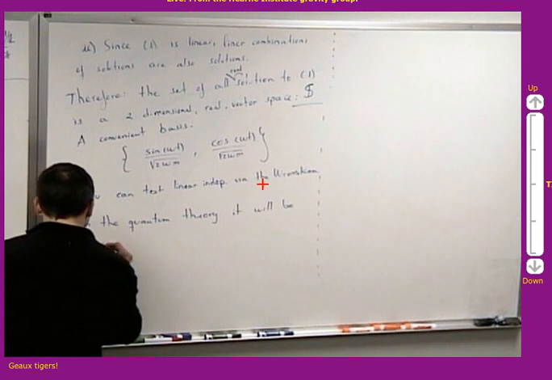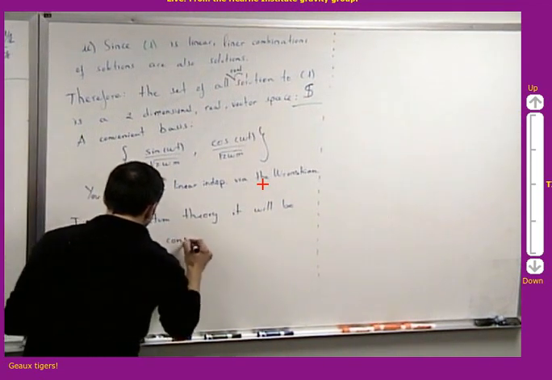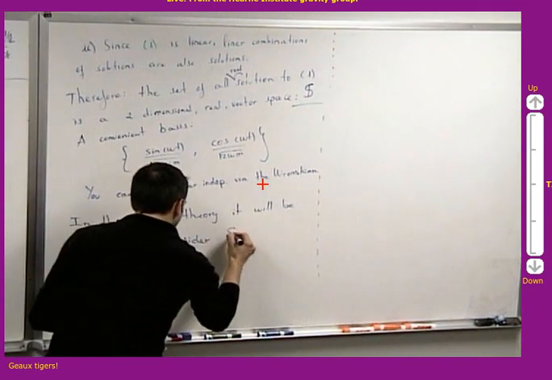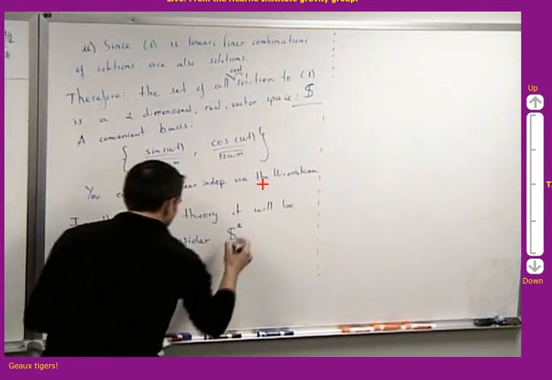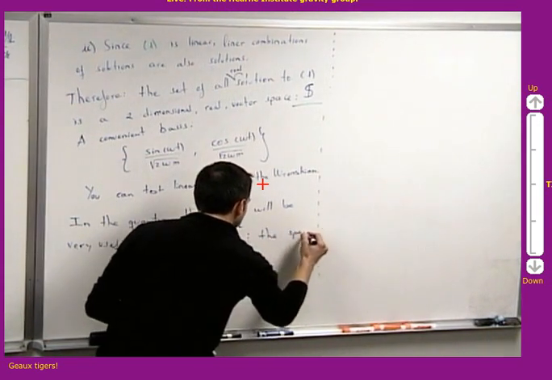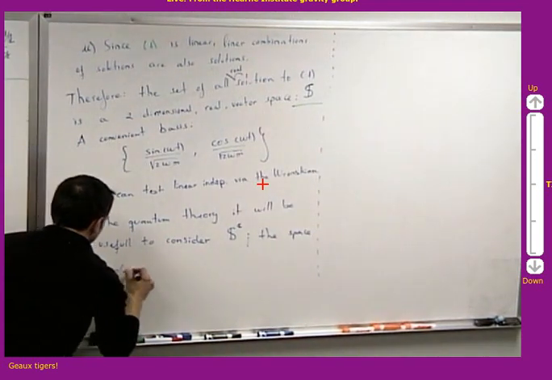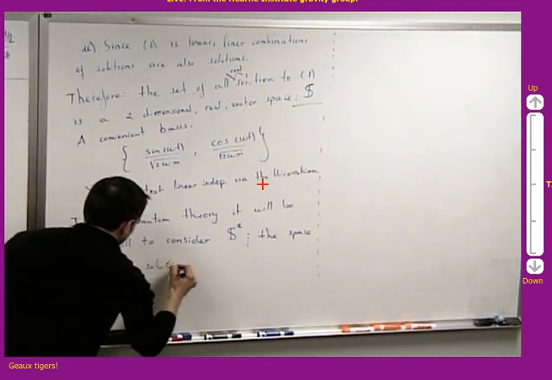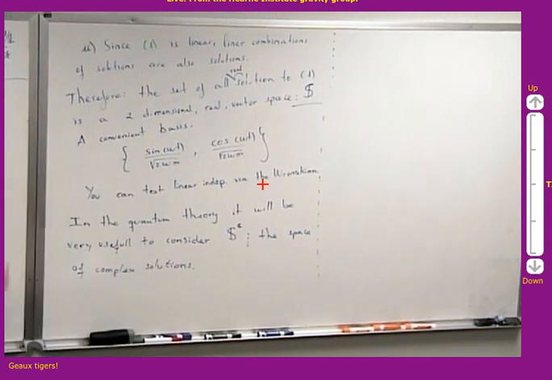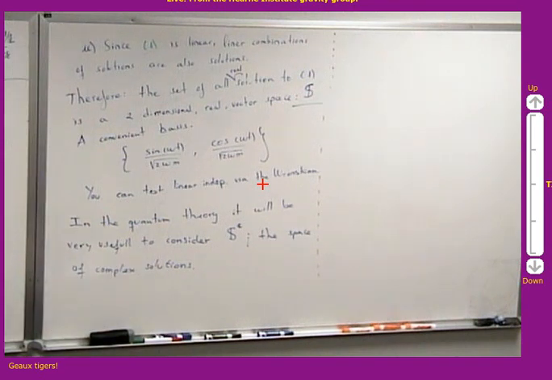Very useful to consider what I want to call S with a C upstairs, the space of complex solutions. You know, in the quantum theory we use complex functions all the time, so it will be useful to define that. How do you construct this complex space of solutions?